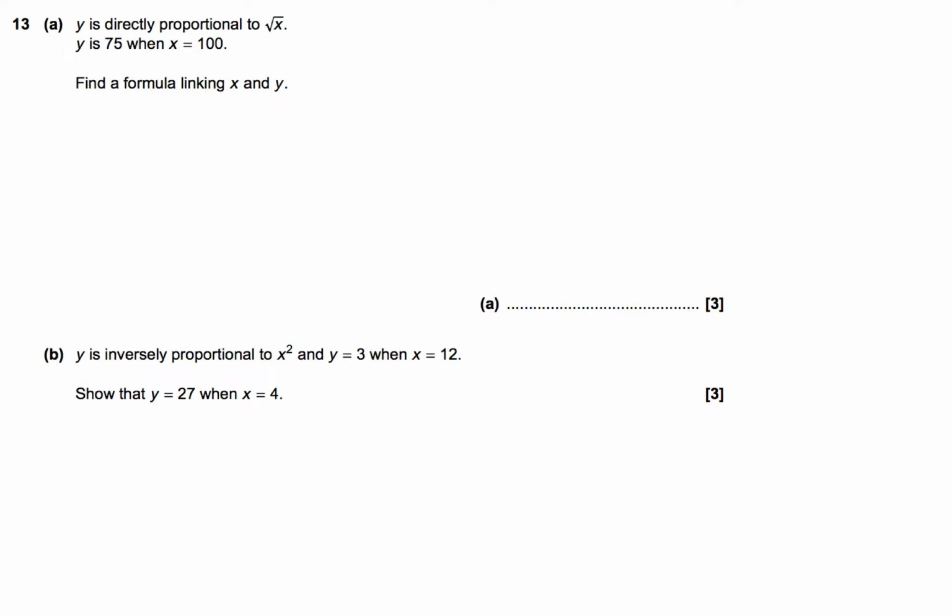Okay, the next question is question 13, which is proportion. So it's saying find a formula linking x and y. So y is directly proportionate to the root of x. So if we're going to bring an equation, we're going to change that proportionate sign to an equal, but we need a constant that is going to multiply the x value. Otherwise, it wouldn't be true. Y cannot equal the square root of x, but only for one value, which is 1. So y is equal to k root x.